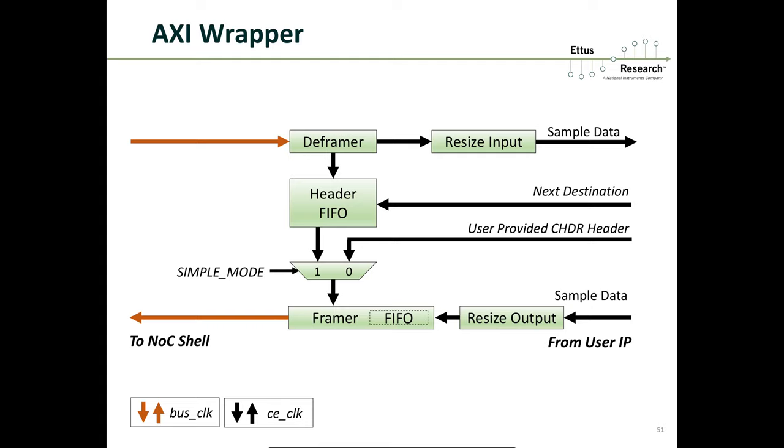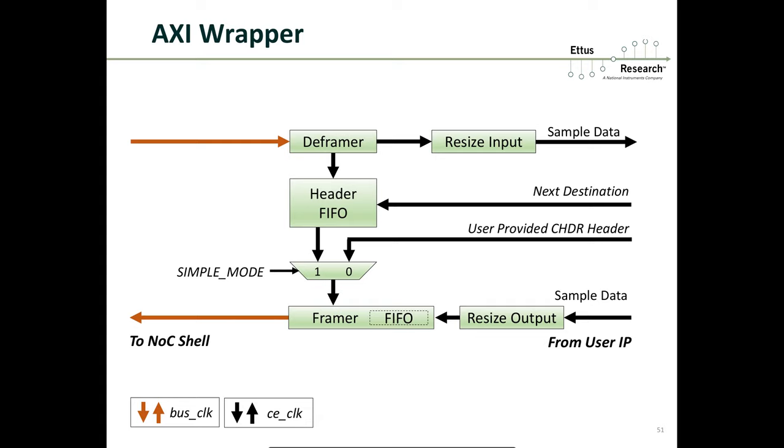We can see in the upper left that the CHDR data packets from NoC shell go into the deframer, which removes the header and puts it into a FIFO. We can see there the header FIFO. On the bottom, we can see that sample data from user IP, samples from the user, go into the framer, which adds a header. So we can see the header FIFO or the user-provided CHDR header come into a MUX, and then the output goes into the framer, whose output then goes to NoC shell. The header comes from either the header FIFO or from the user, and a parameter called simple mode controls that MUX. What is simple mode and why do we use it?